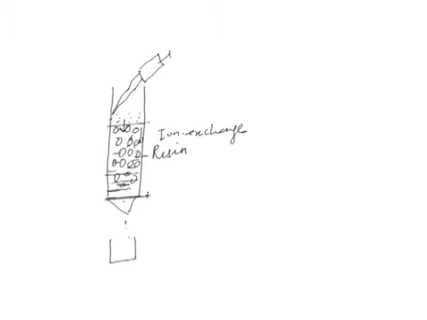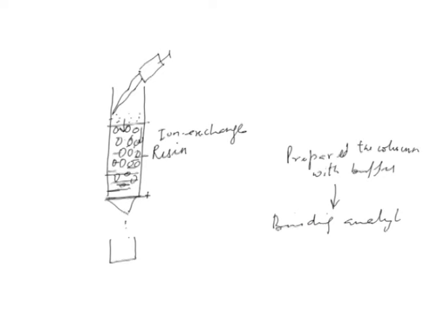So, first you prepare the column by equilibrating it with the right buffer. Then second, you bind your analyte, that is oppositely charged, and then you will elute. So, after binding, elution has to be done by certain ionic species which can replace your analyte, as you increase the concentration depending on the affinities.